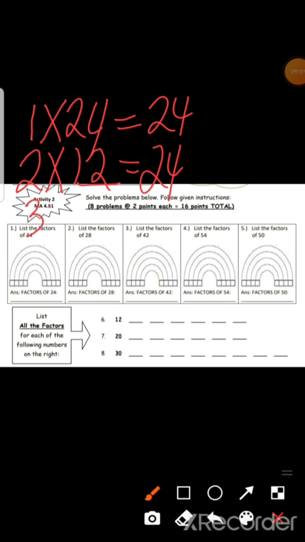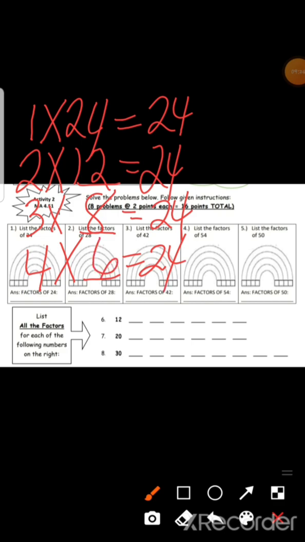Then I continue asking myself, 3 times what will give me 24? And that's right, it's 3 times 8 will give me 24. That means that 3 and 8 are also factors of 24. Then I have 4. 4 times what will give me 24? That's right, 4 times 6 will give me 24.